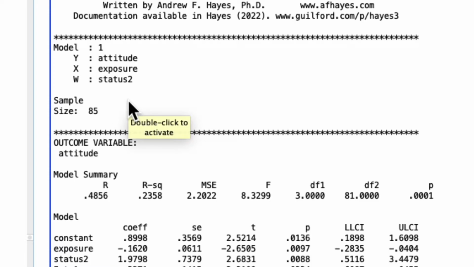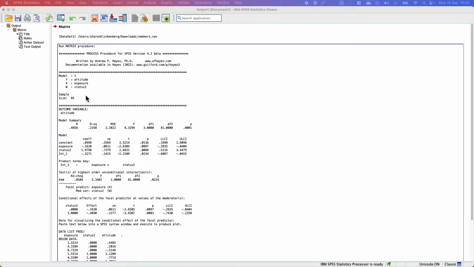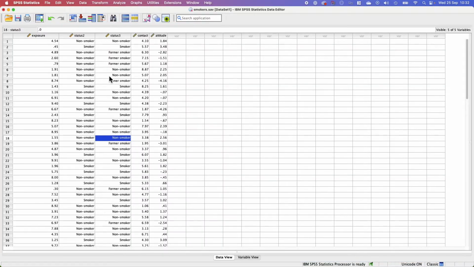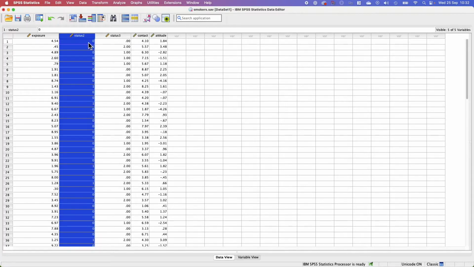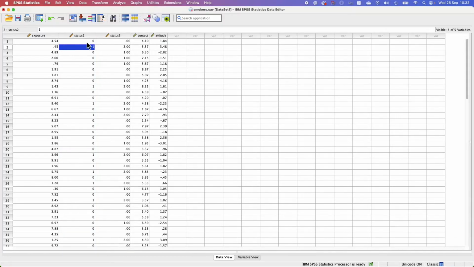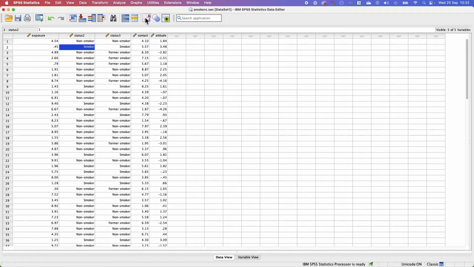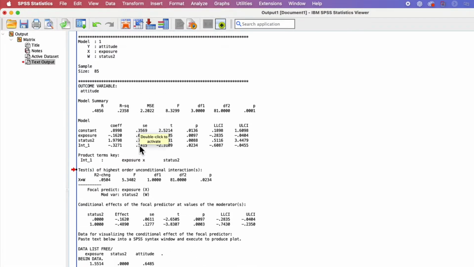We do have to know what the values are for the categories. So if we go back to our data file for a second, then we can see that status has non-smokers and smokers, where 0 is indicated for the non-smokers and 1 is indicated for the smokers. That means that PROCESS will use the 0 value as the baseline.